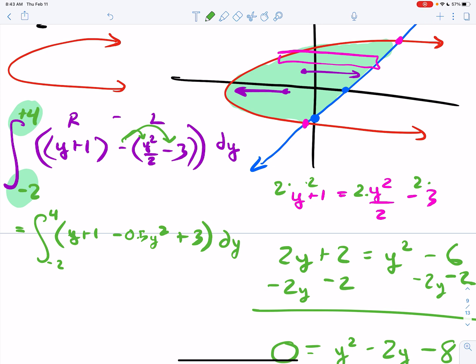So we have y plus 1. In this case, we're just going to type x plus 1 minus 0.5x squared plus the 3 with respect to x. If you did it right, you should get 18. No worries if you did not get 18, okay? Most likely, we just need to figure out what the error was. It's probably a negative or a minus symbol or a parentheses.